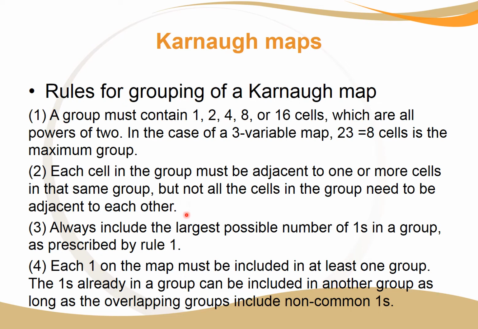We only group cells where there is a 1. Always include the largest possible number of 1s in a group, as prescribed by rule 1. So you can't have a group of 4 and 4 which you can group in a group of 8, and I'll show you the groupings just now. Each 1 on the map must be included in at least one group. The 1s already in a group can be included in another group as long as the overlapping groups include a non-common 1.